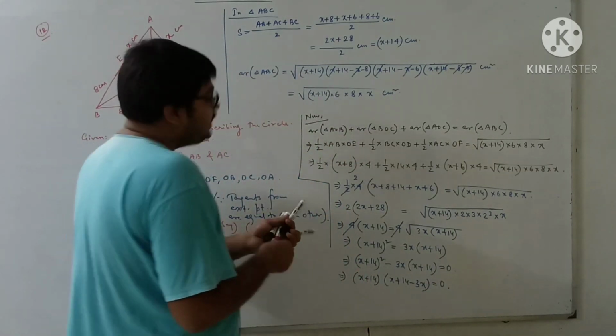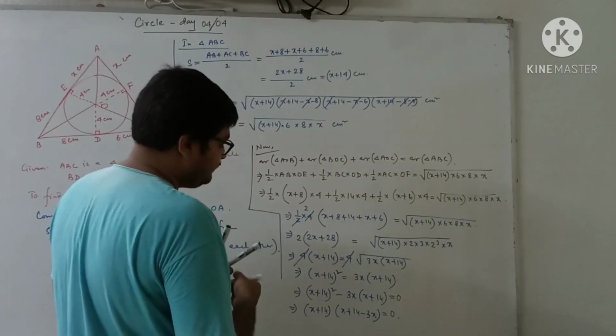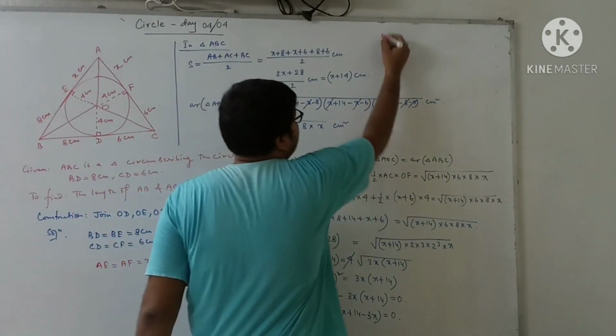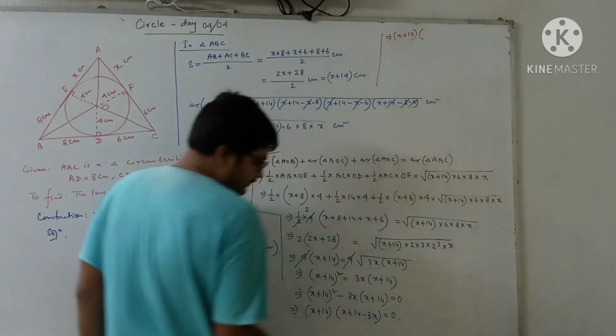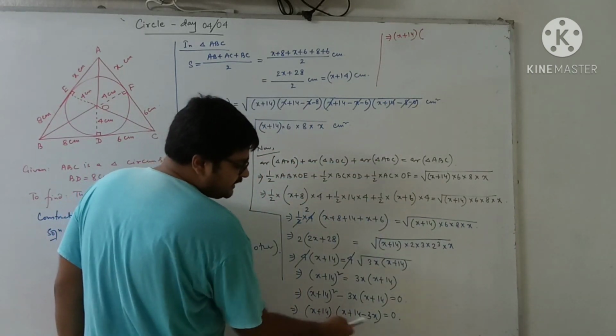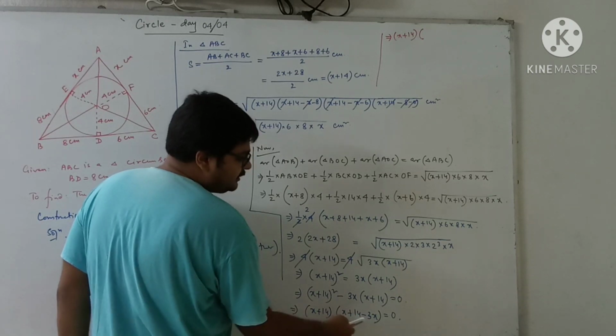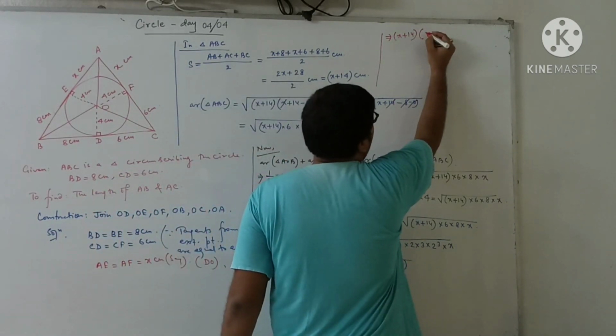So what are we getting here? We are getting x plus 14 into what? x minus 3x is minus 2x. So minus 2x plus 14, or 14 minus 2x.